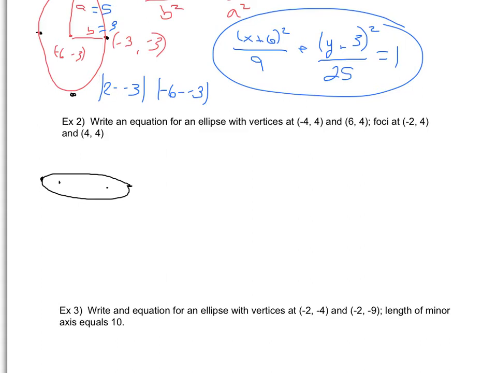So again, I can tell by its orientation which equation I'm going to use. So I want my x over my a this time. Oops, not plus, x minus h.